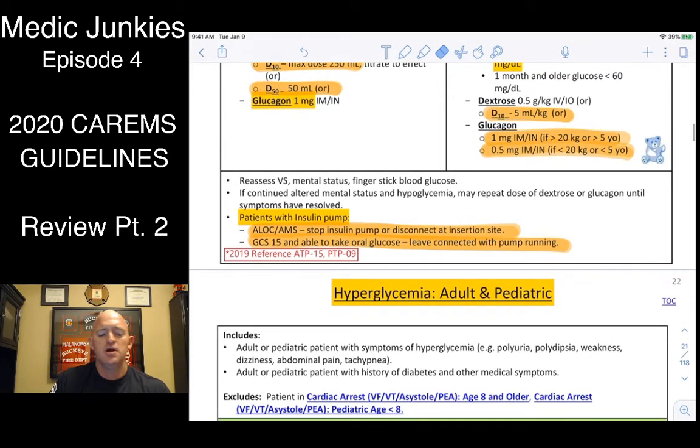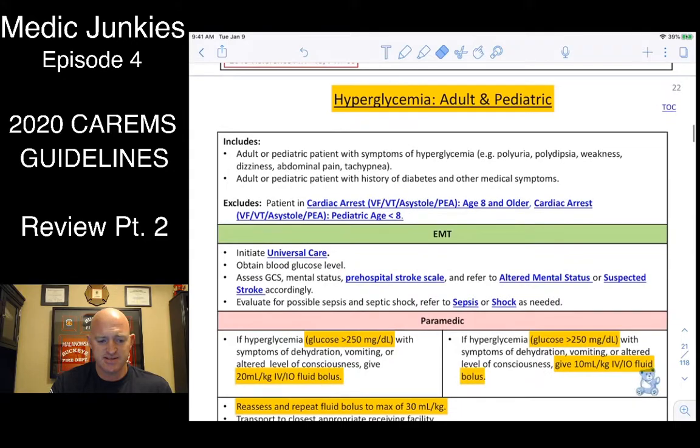Now here's a new one. If you have a diabetic who is altered and they have an insulin pump, we are to stop the insulin pump and disconnect at the insertion site. Now, if a patient is alert, their GCS is 15, but you can tell they're just not feeling well and their sugar's a little low, they want us to leave that insulin pump in place. So only remove it if they are altered.